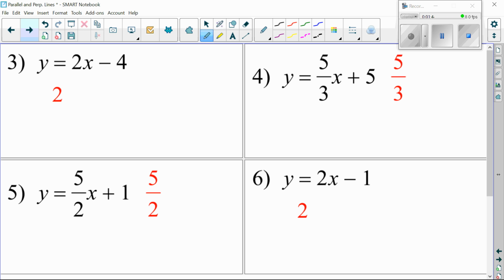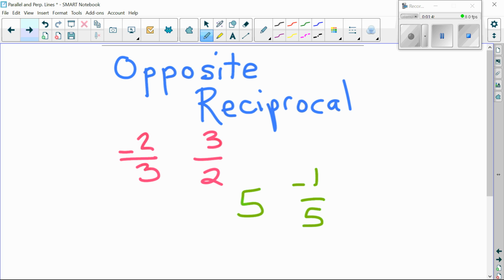Now I'm going to talk about perpendicular. With perpendicular, you have to look at opposite reciprocals of the slope. So what is an opposite reciprocal? Well, if you start off with negative 2 over 3, the opposite reciprocal would be: you change the sign. If it's negative, make it positive, and make it the reciprocal.